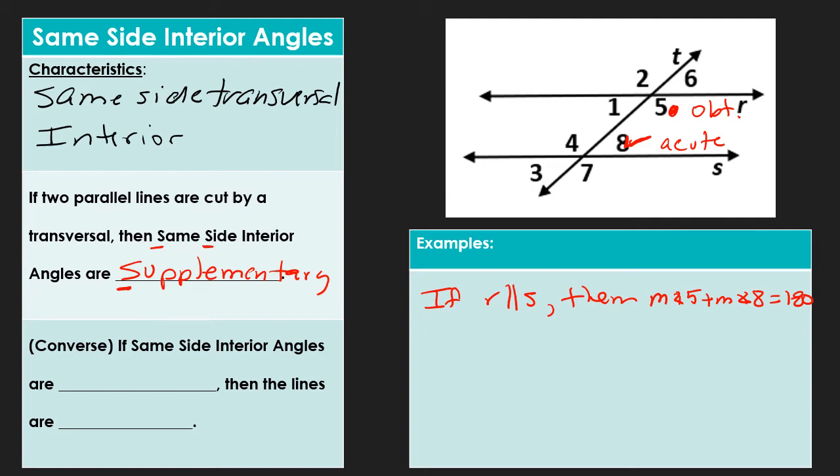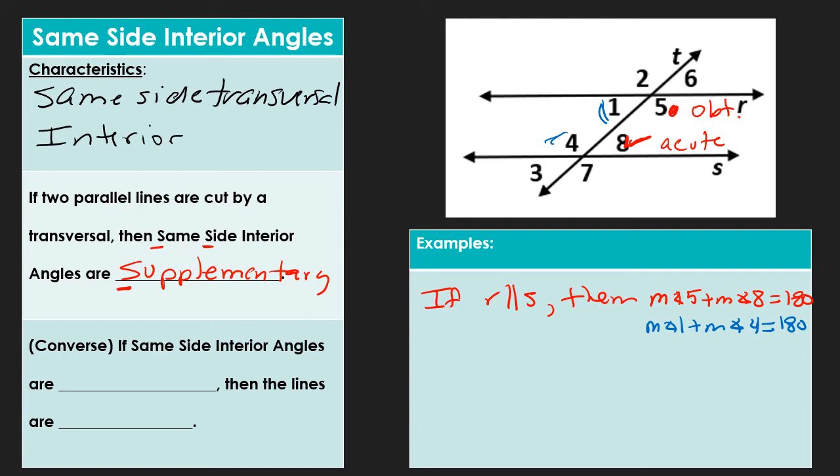Now, we could also use the supplementary angles on the other side. So you have angle 1 and we have angle 4 over here. So we could always take the measure of angle 1 and add that to the measure of angle 4, and the two will sum to 180 degrees.